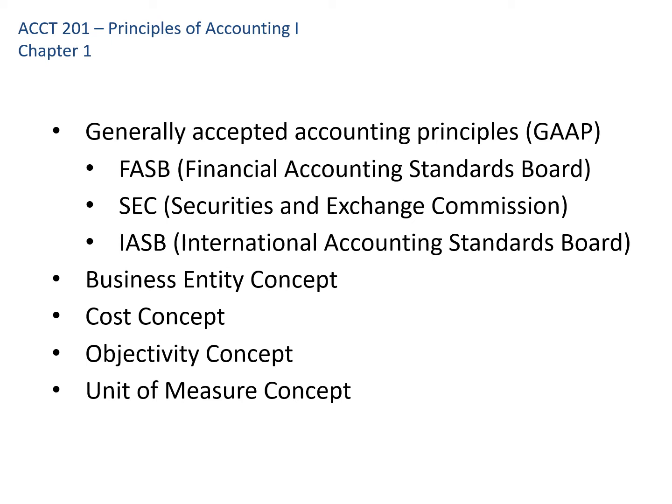Objectivity means we're not going to try to make things look good or make things look bad. We're not going to try to be optimistic or pessimistic, but realistic. And then the last, unit of measure: everything that we report will be in US dollars. So we may do business in other currencies, but we'll convert those to US dollars before we report.